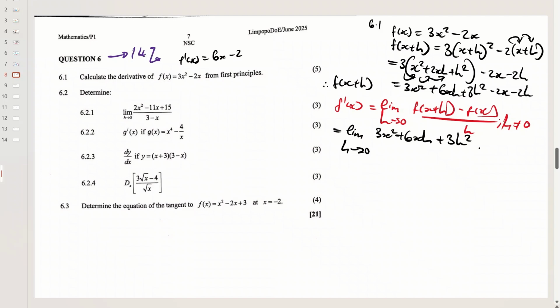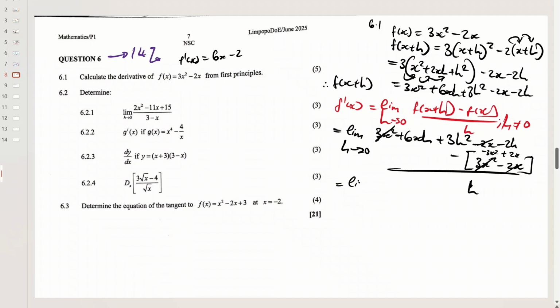Plus 3h squared minus 2x minus 2h. So now you have this negative there, so it means you have to subtract what? Your original function, which is what? Your original function, all over h. We don't like wasting time. When you distribute the negative sign, you'll have negative 3x squared plus 2x. This negative is positive, and the negative one there rationalizes the negative, and 2x and the positive one rationalize.